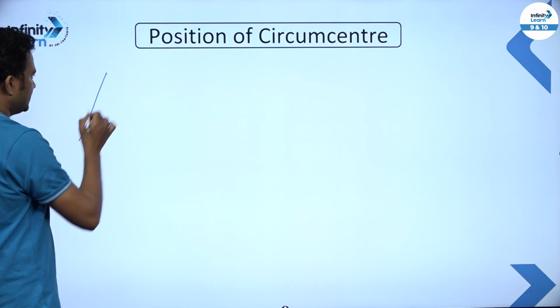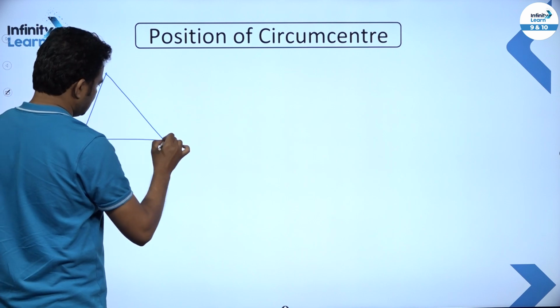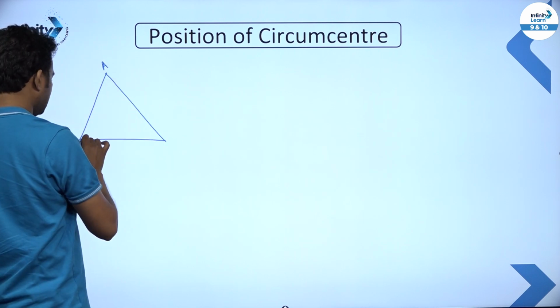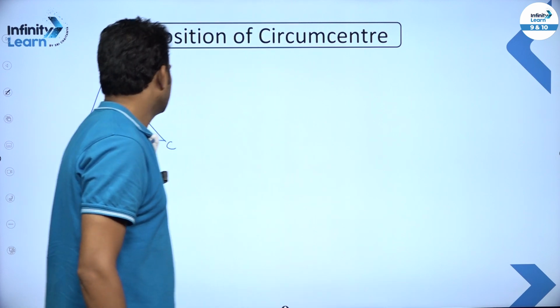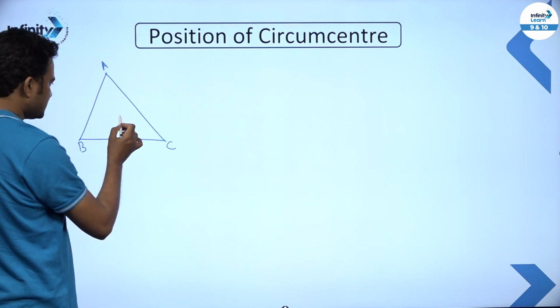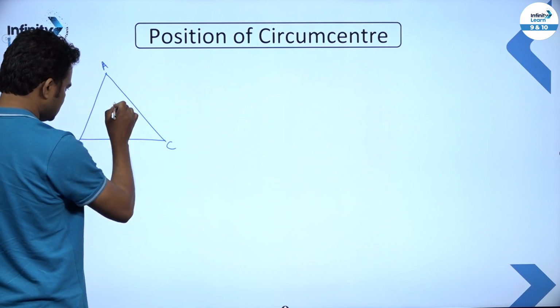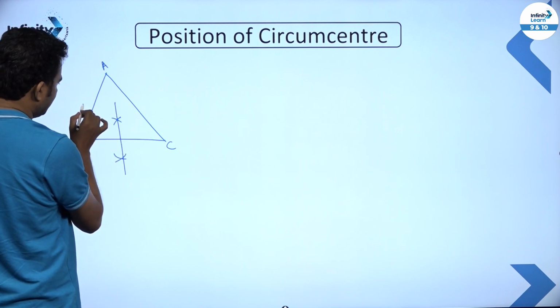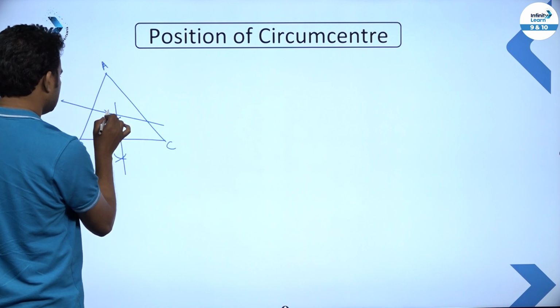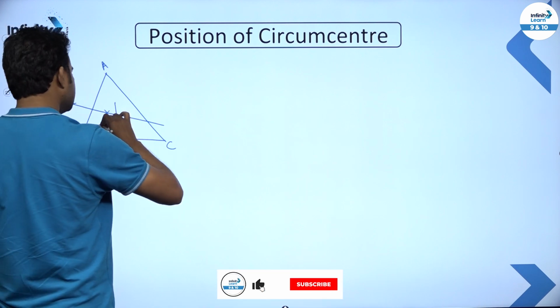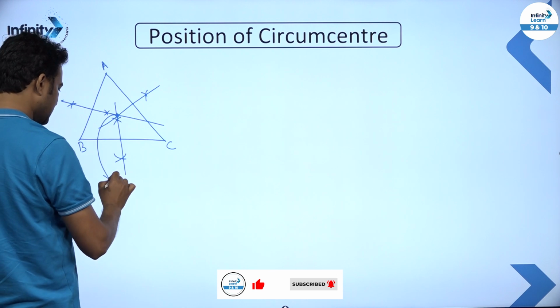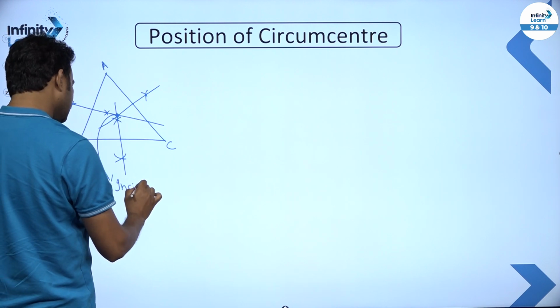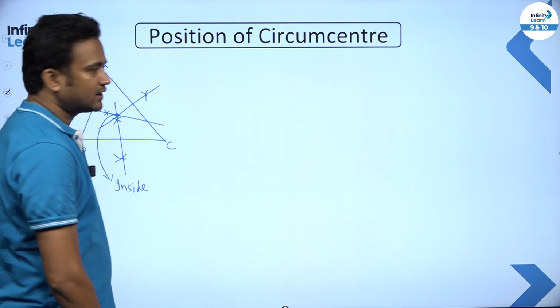To identify the position of circumcenter, let us take different types of triangle, right? Suppose we have an acute angle triangle. ABC is an acute angle triangle. If you want to identify the position of circumcenter, then draw the perpendicular bisectors. If I draw the perpendicular bisector of BC like this, then perpendicular bisector of AB like this, and perpendicular bisector of AC like this, this is the position of circumcenter and it lies inside the triangle.